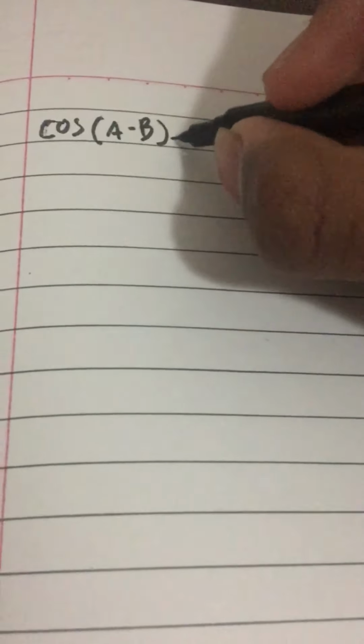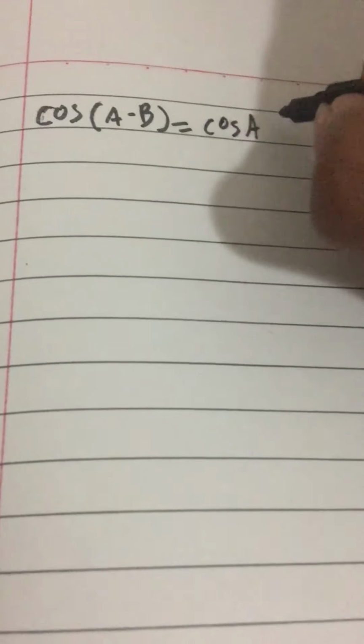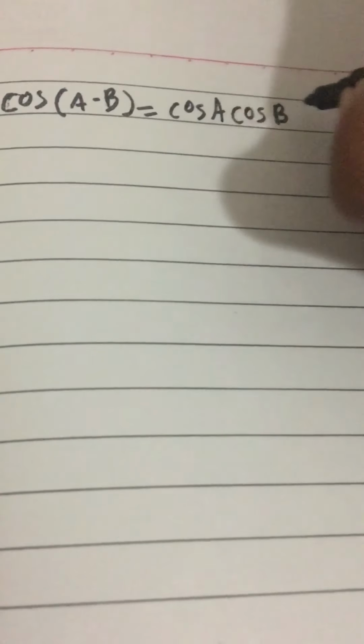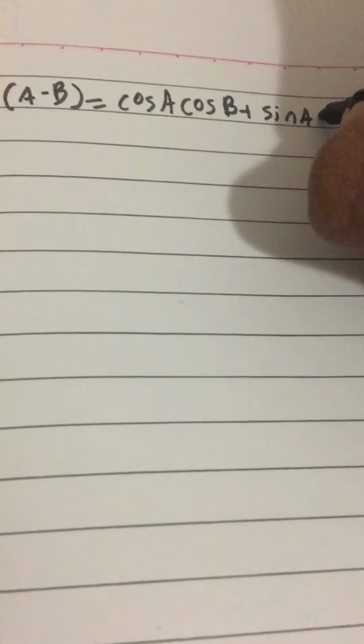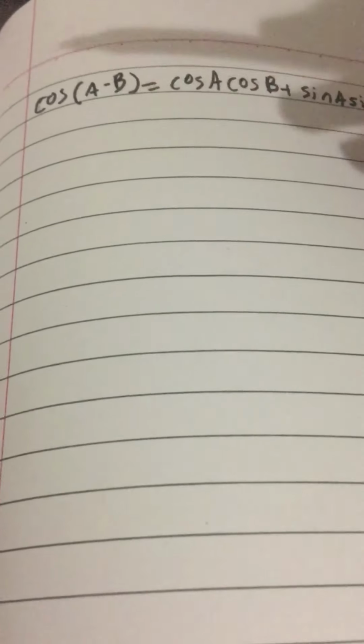Hi everyone, today we'll be proving the compound angle formula for cos, which is basically cos(A minus B) equals cos A cos B plus sine A sine B. Now we can use the other compound angle formulas in a lot of scenarios, but this is usually the first one we prove, and then we can build on this to get the ones for the other trig functions.